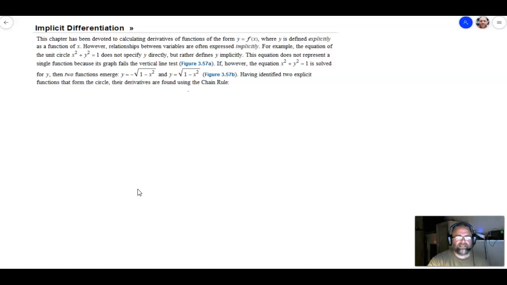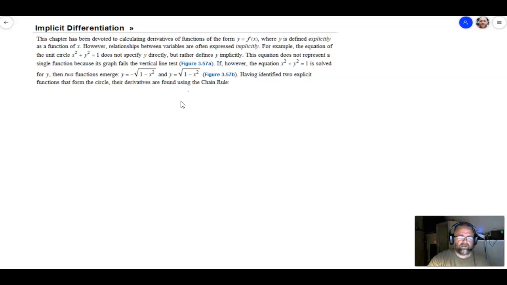Today we're going to take a look at section 3.8. This is on implicit differentiation. It's actually a pretty short section, so there's really only one concept that we're going to be looking at, and that's how do we solve these equations where we aren't explicitly solving for y.